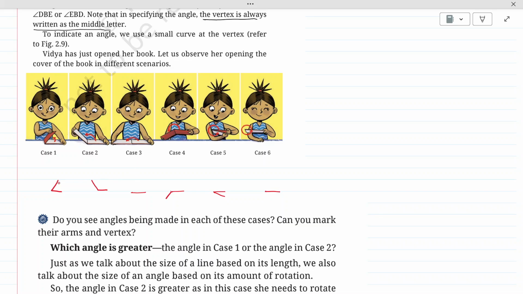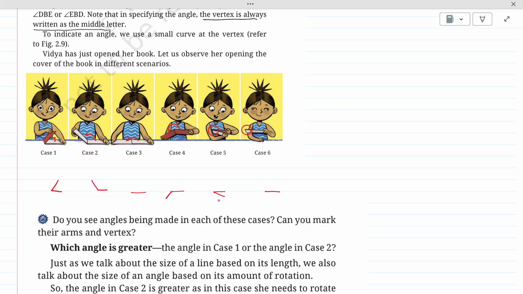Okay. So case 1 is this angle is there. In case 2, we have already done the angles in our previous classes. Yes. So this is an acute angle. This is an obtuse angle. This is the straight one. This is which angle? We are going to study it in grade 6. Further in this chapter, we call this a reflex angle.